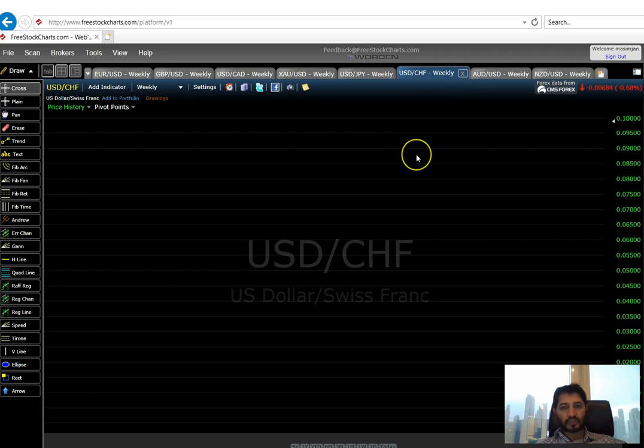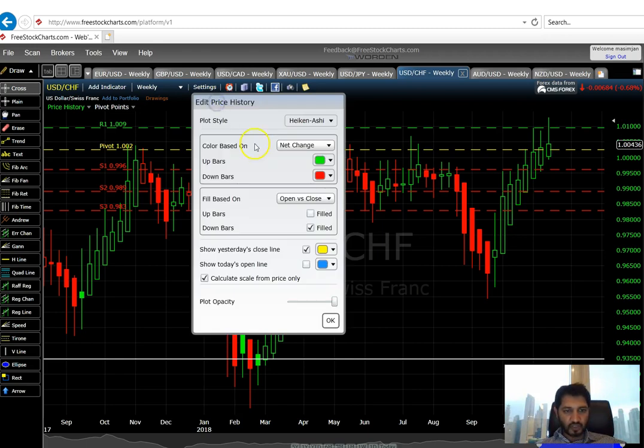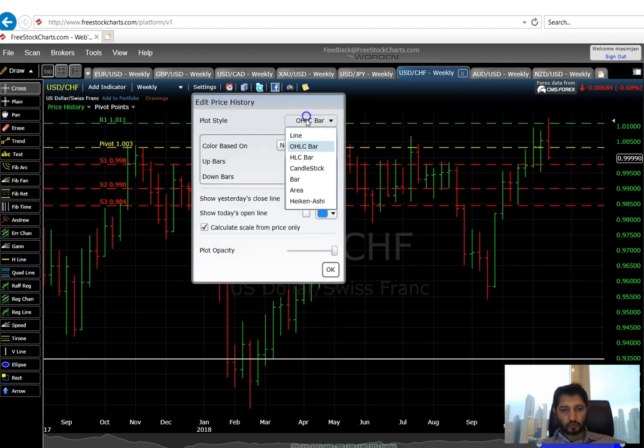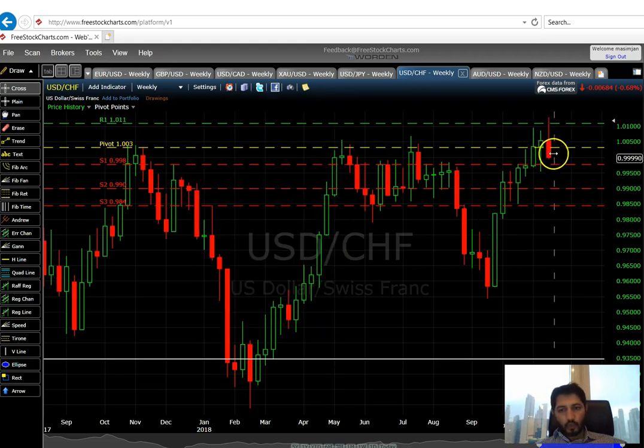Moving on to USD Swiss franc, as we can see that there is a continuous drop on the rise in the USD against the Swiss franc. Let me just check the chart table, as it seems Heikin-Ashi. I'll just change it to candlesticks. I'm sorry. Once again, as you see, there is a drop in the USDCHF, and it is below the pivot, and currently it's dropping at the support level, which is 0.998.